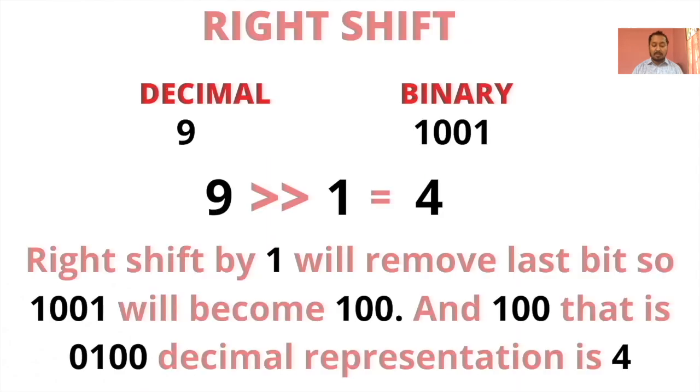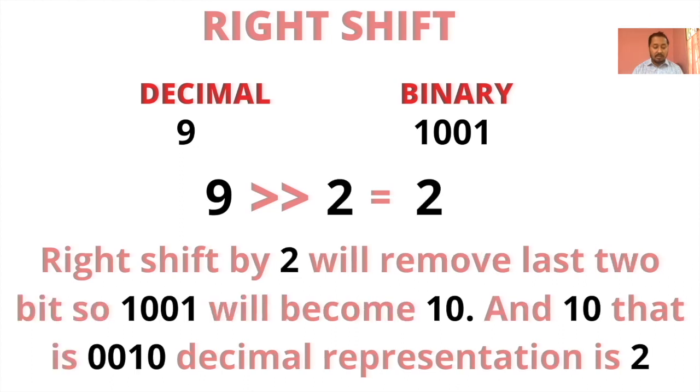For example, decimal number 9's binary representation is 1001. On doing right shift operation on decimal number 9 by 1 from 9's binary representation 1001, the rightmost bit, that is 1, will be removed. After removal, the remaining bits will be 100 and its decimal representation is 4.